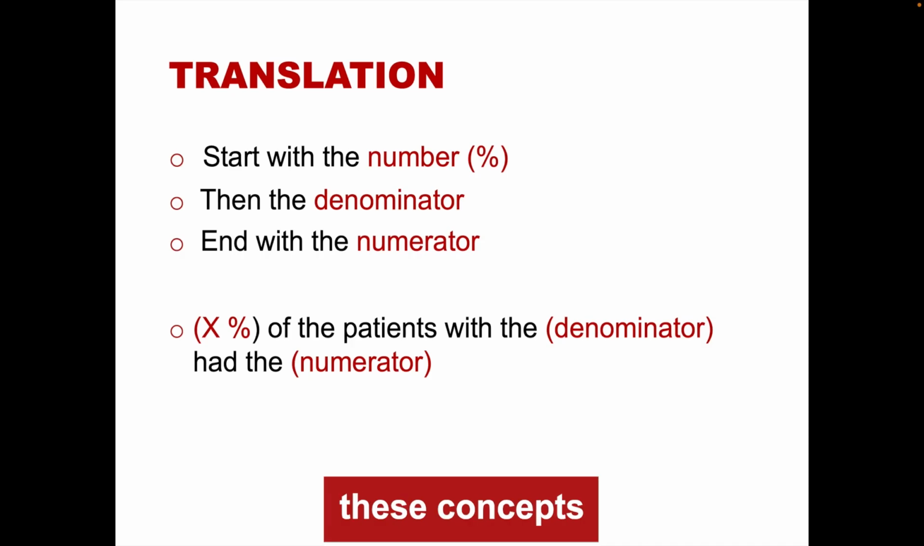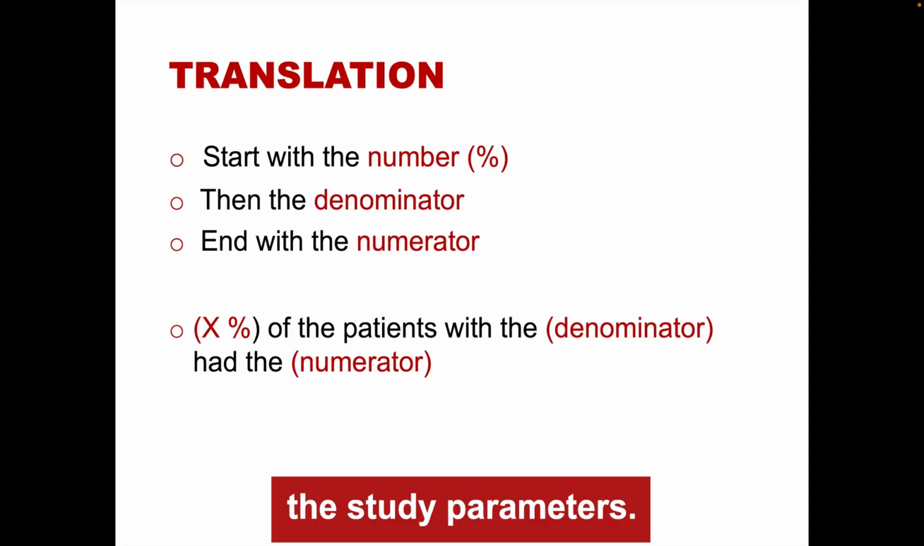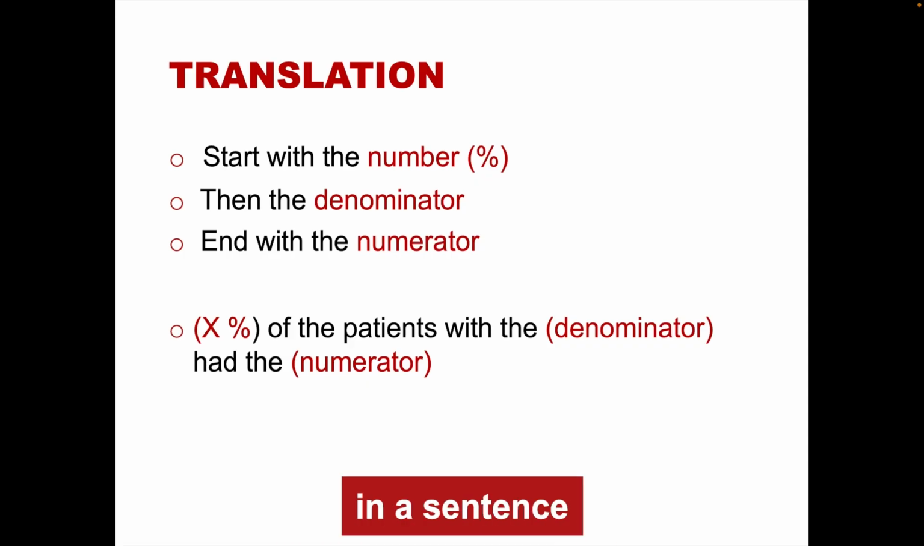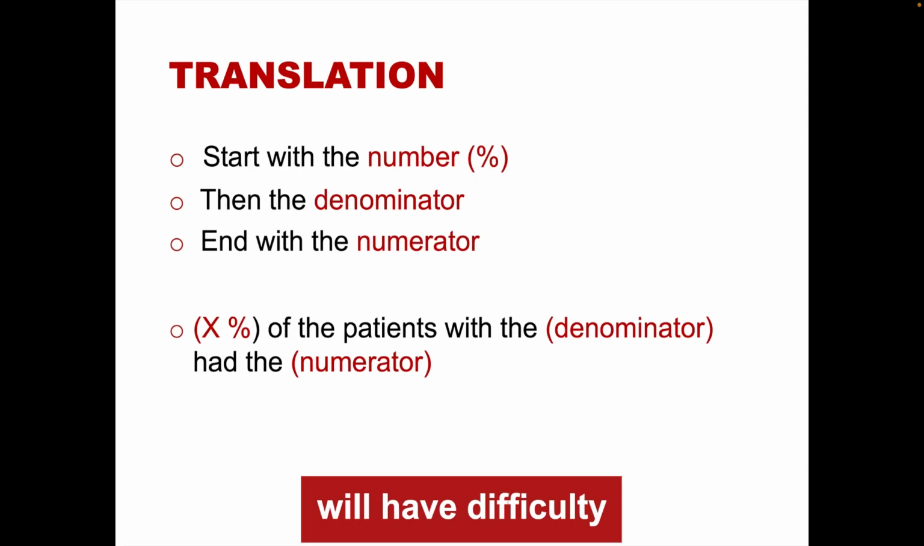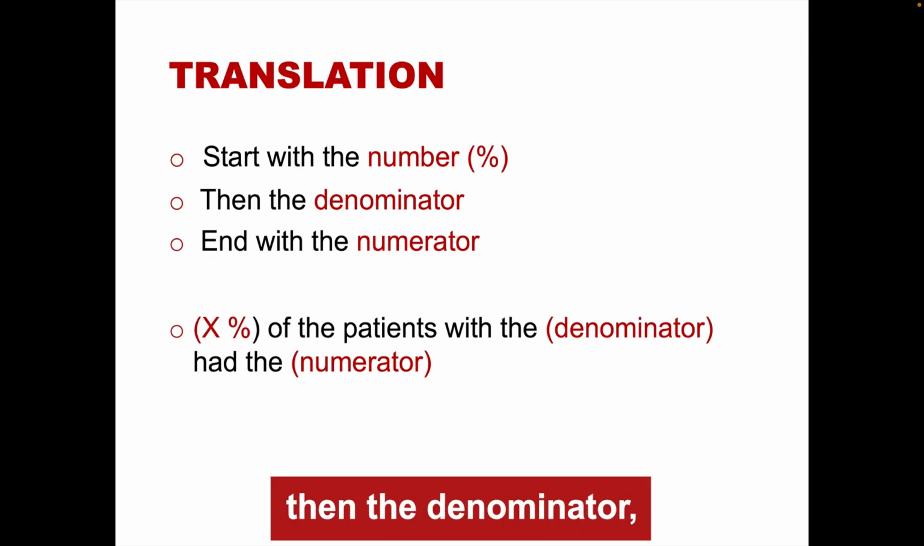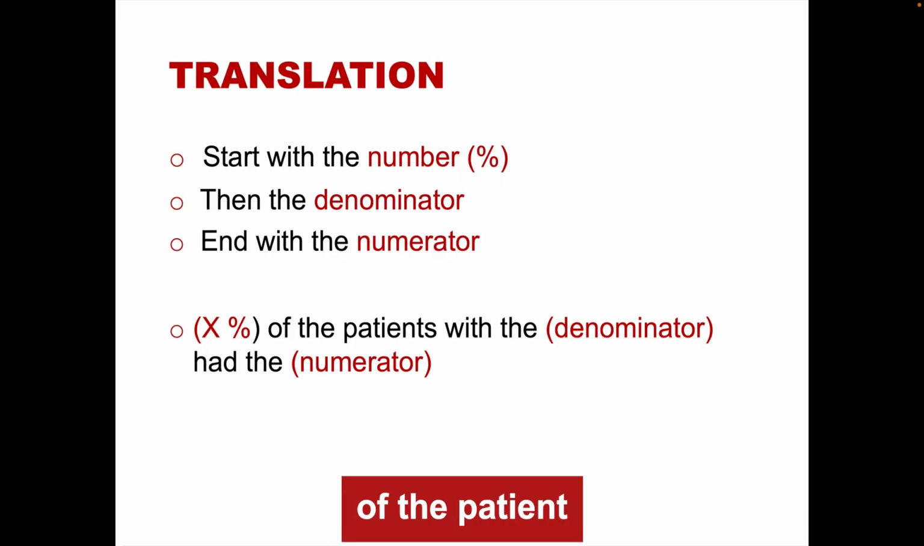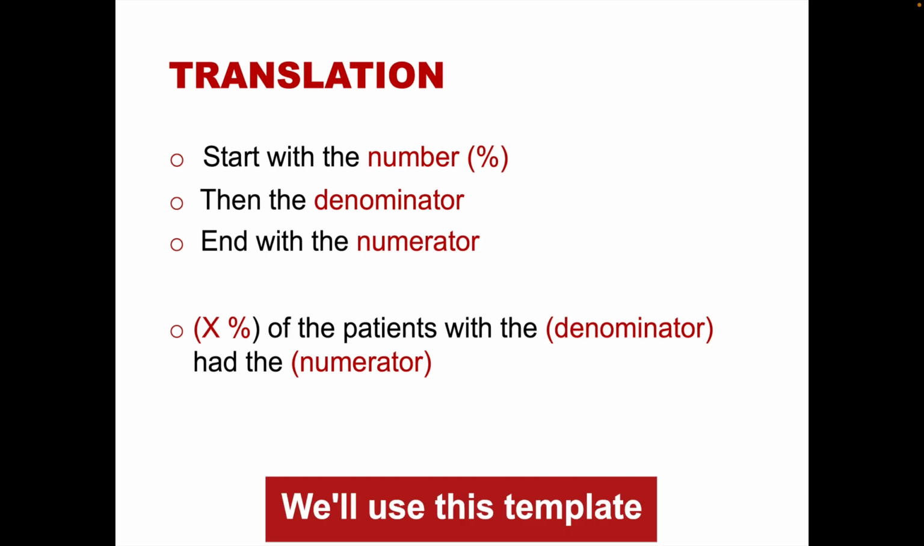We have been taught these concepts frequently throughout our training and yet still have difficulty understanding their meaning when applying them to patient care decisions. I find it very helpful to try to use the results in a sentence using the study parameters. If you can't say it in a sentence using the study parameters, you will have difficulty applying it clinically. Start with the percentage, then the denominator, and end with the numerator. For example, the percentage of the patients with the denominator had the numerator. We will use this template for sensitivity, specificity, and predictive values.